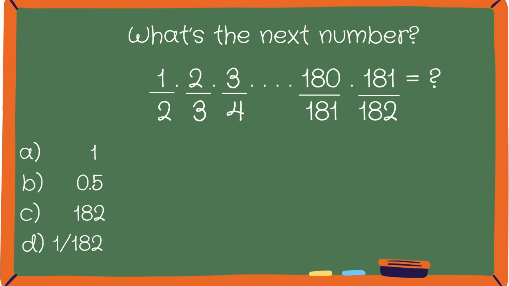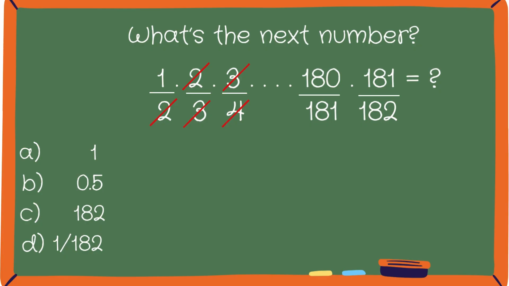Pay attention. I notice when analyzing this multiplication of fractions that the denominator is always the same as the numerator of the next fraction. Look, the 2 is on the bottom, the 2 is on top, the 3 is on the bottom, the 3 is on top, the 181 is on the bottom, the 181 is on top. So I can simplify, because it's a multiplication, this 2 with this 2. Of course, I can simplify this 3 with this 3. This 4 here will simplify with the 4 that would be in the next fraction.